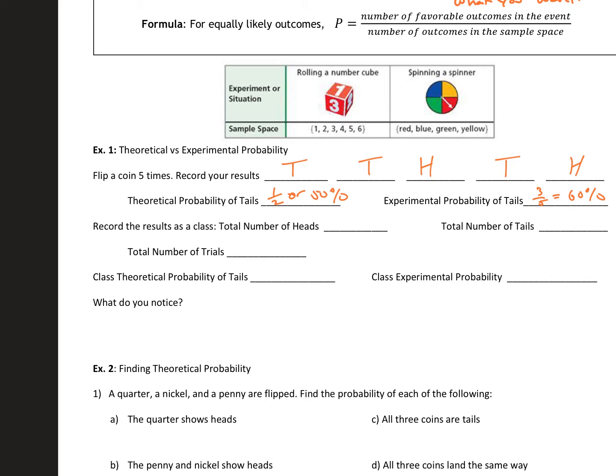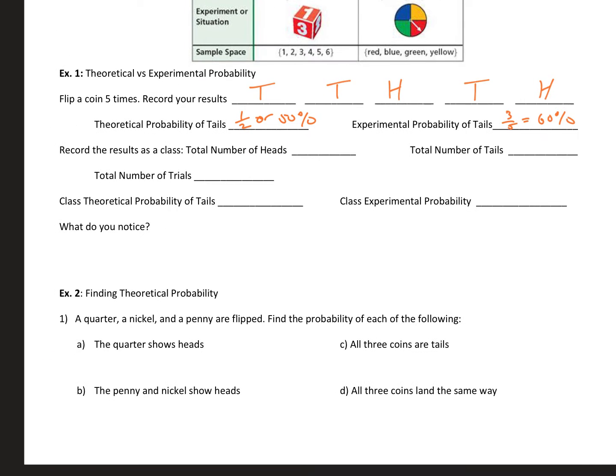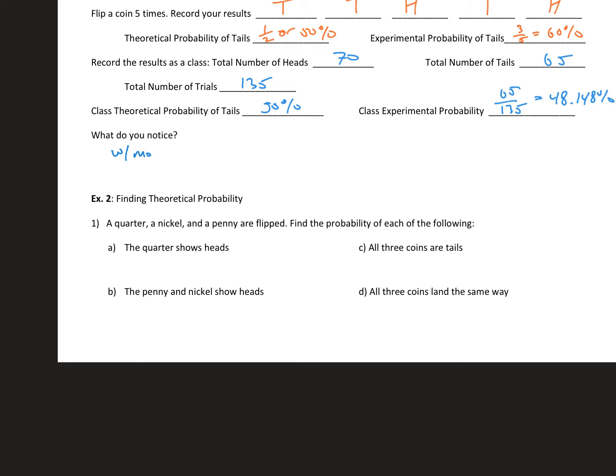All right, I'm going to use some data from last year's class since obviously I'm making a video. The number of heads we got in the class, we got 70. Total tails, we got 65. Total number of trials, that's 135 flips. So the class theoretical probability is still 50% because you're either going to get tails or heads. The experimental would be 65 over 135, which is 48.148%. So what do you notice? With more trials, the experimental gets closer to the theoretical. And that's what I want you to see here.